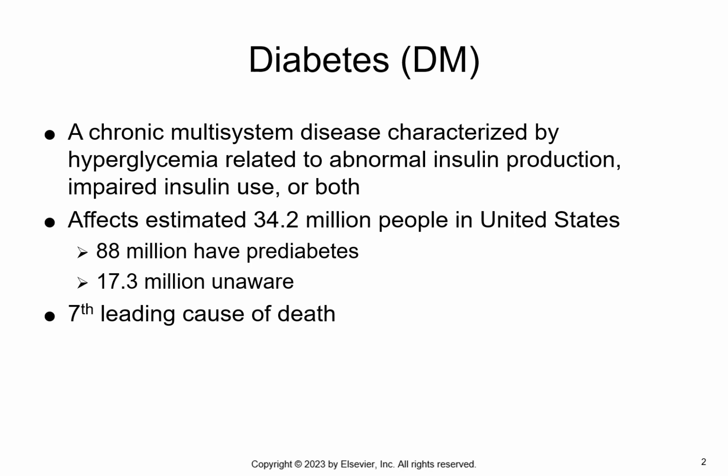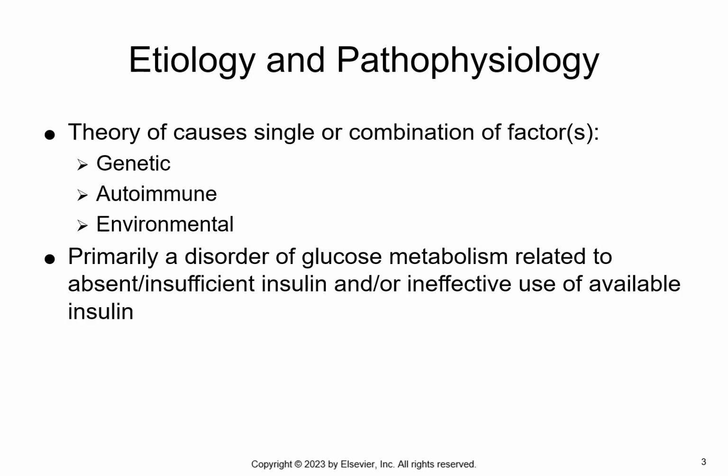The etiology and the pathophysiology. Before we move on, it is the 7th leading cause of death. Current theories link the cause of diabetes mellitus singly or in combination to genetic, autoimmune, and environmental factors like viruses and higher weight. Regardless of its cause, it is mainly a disorder of glucose metabolism related to absent or insufficient insulin supply and/or ineffective use of available insulin.